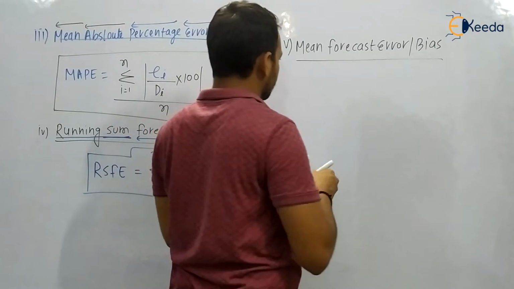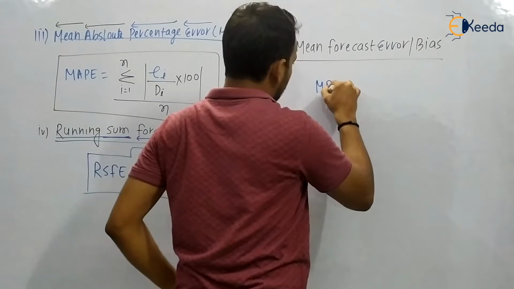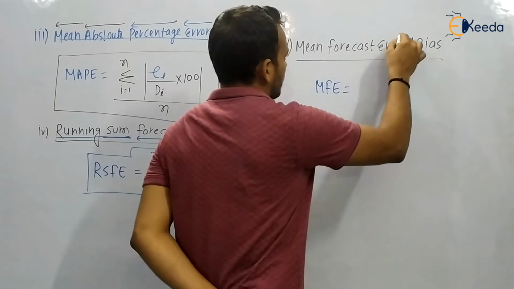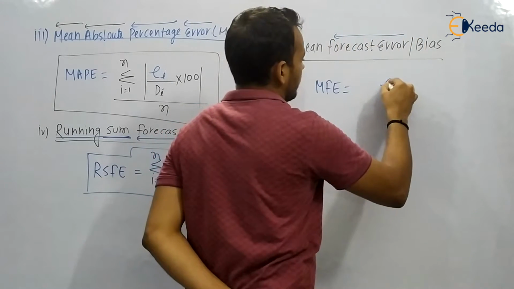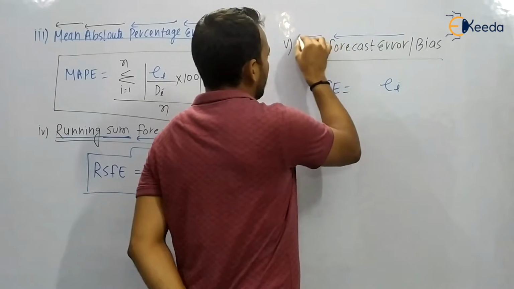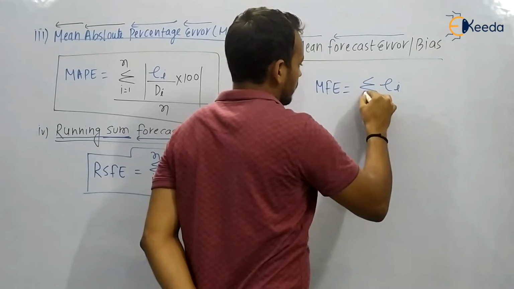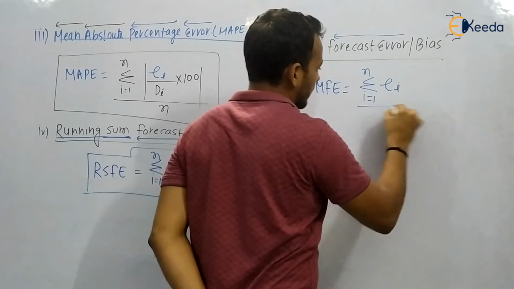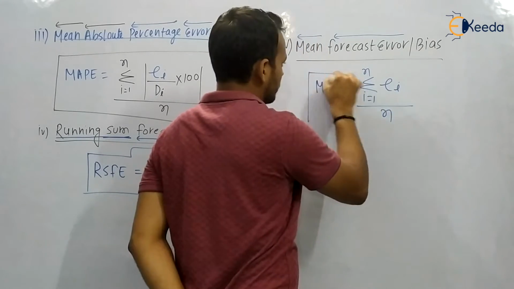So what is bias? Mean forecast error. So we have to start error or forecast error, it is ei. Then we have to find the mean. Mean is total sum divided by total number of observations.